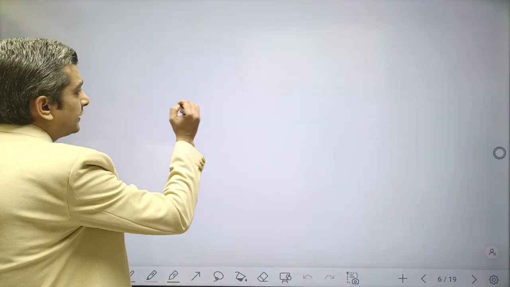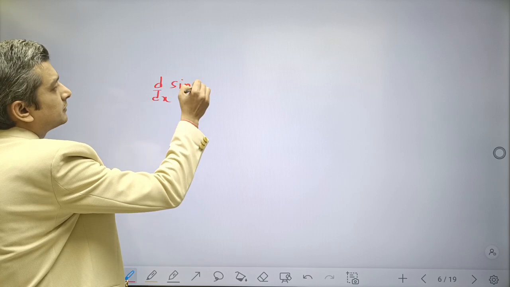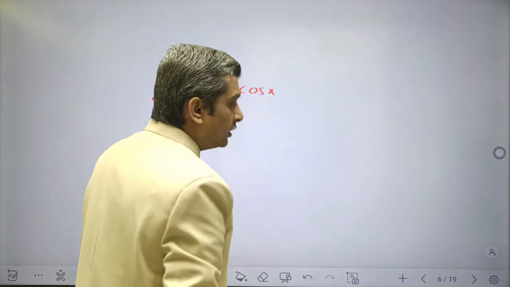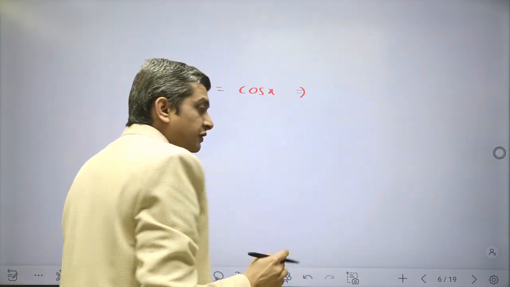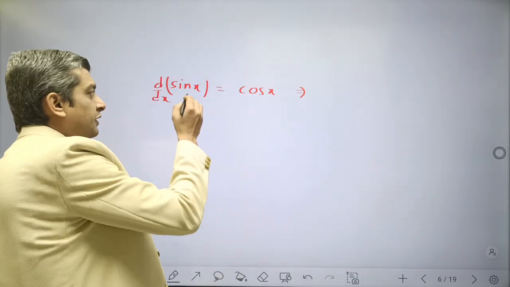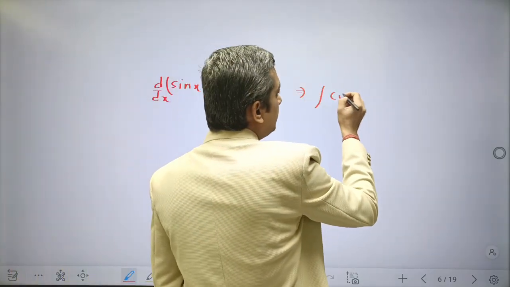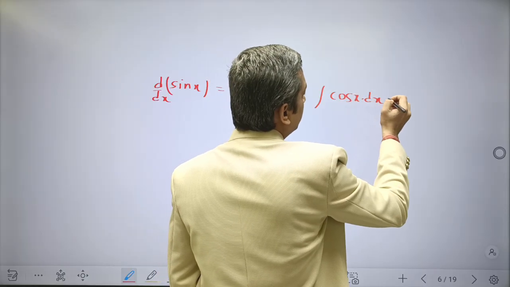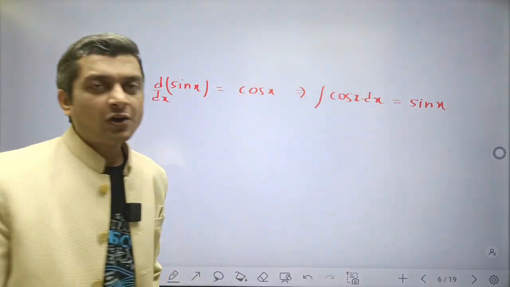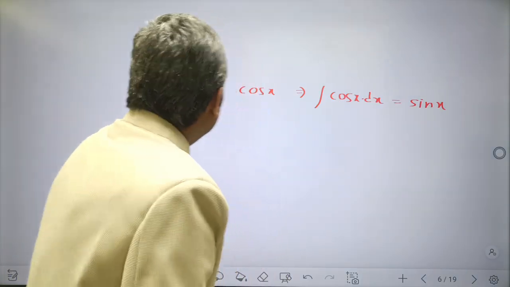Now let us suppose I write dy dx of sine x. So this is cos x, as we have learned in lecture 4. Since integration is the inverse process of differentiation, we have differentiated sine x and got cos x. It means that if we integrate cos x, then we must get sine x. So you can learn this formula of integration by this method, isn't it?